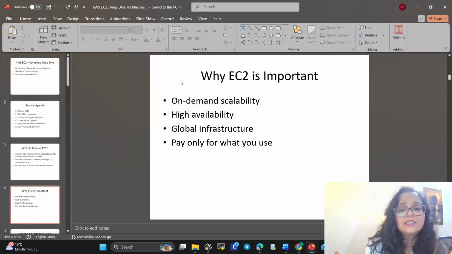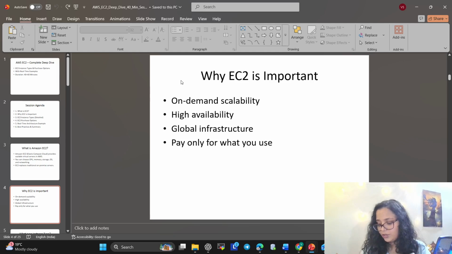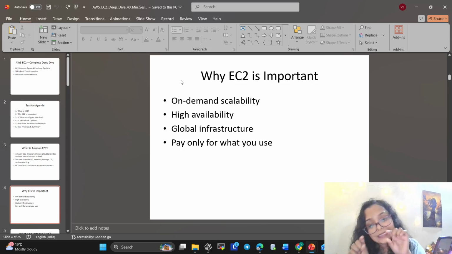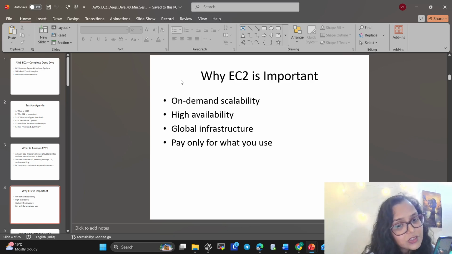According to the requirement, it will scale up or scale down. Now the question is, what do scale up and scale down mean? Scale up means vertical scaling, so it will increase the CPU, and scale out is horizontal, so it will increase the number of instances. Also it gives high availability and global infrastructure, and we pay only for whatever we have used.